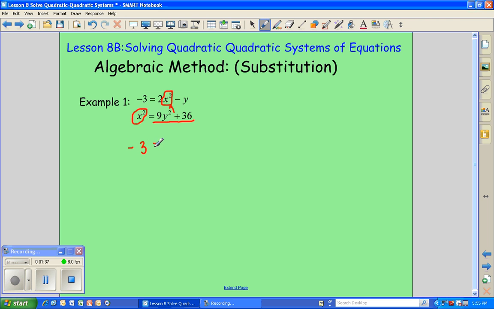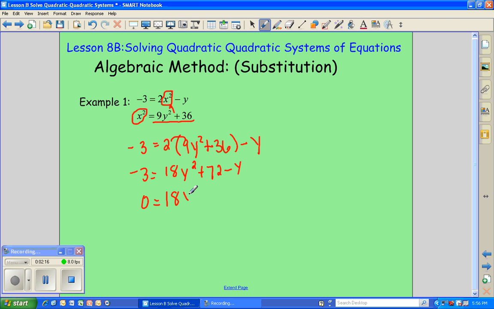So I get the negative 3. I have the 2 times, but instead of having x squared, I'm going to replace that or substitute it with 9y squared plus 36, and I have a minus y. You'll also notice in this particular problem I have opted to solve for y first instead of x. It doesn't really make a bit of difference. So when I distribute here, I'm going to get 18y squared plus 72 minus y. So I have a quadratic equation. I would like to set it equal to 0 so I can solve it.